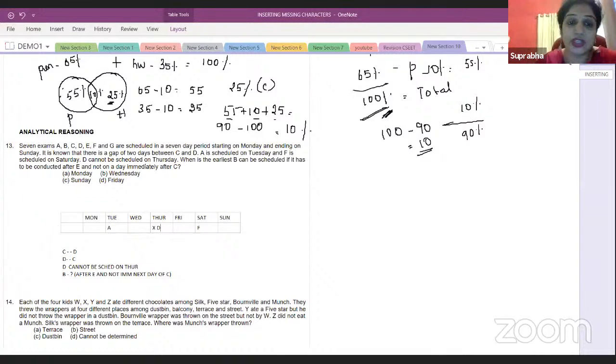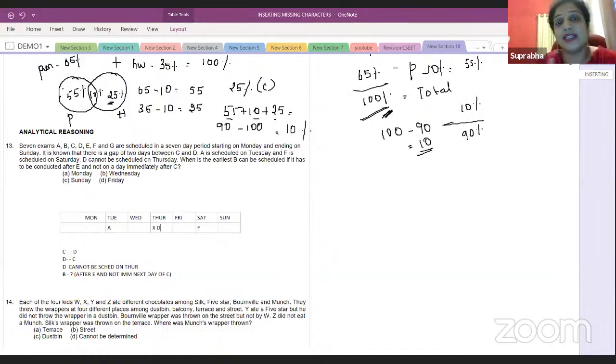Now what is the question? When is the earliest B can be scheduled? So you have to schedule B at the earliest, but there are two conditions. What are those conditions? One, it has to be conducted after E. Second, it should not be on a day immediately after C.